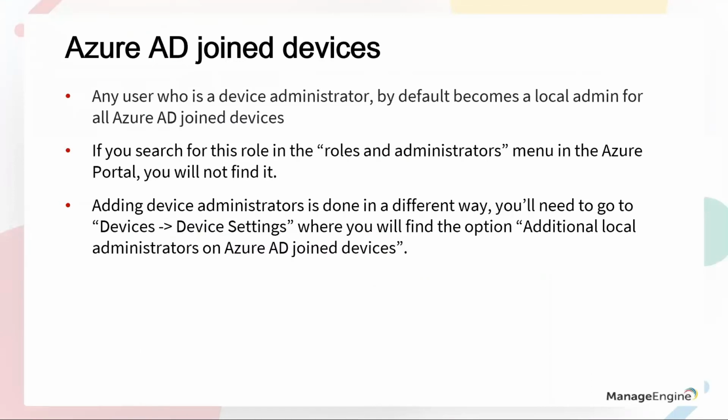Few more important use cases: Azure AD joined devices. Through Azure, when you're joining Windows 10 machines and above, any user who is a device administrator by default becomes a local admin for all Azure AD joined devices. And if you search for this role in roles and administrators, the specific view in the menu in Azure portal, you will not find it. Adding a device administrator is done in a different way. You need to go to device settings, where you'll find an option as additional local administrator on Azure AD joined devices. So you need to know who's got what access to what level.